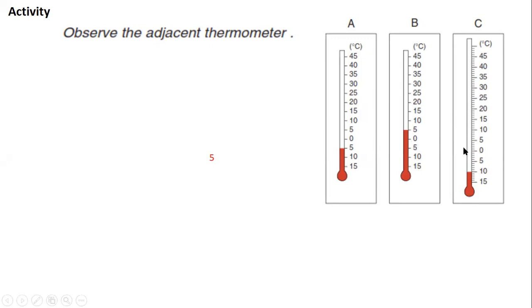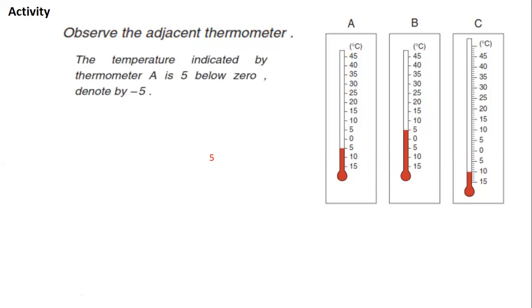Why is the 0 important? Because all the numbers above 0, or upward from 0, are positive numbers. All the numbers below 0 are negative numbers. That's why 0 is a very important point in the thermometer.